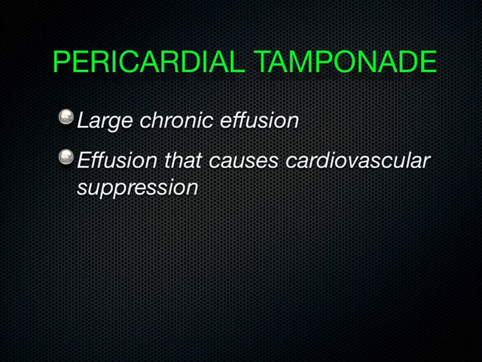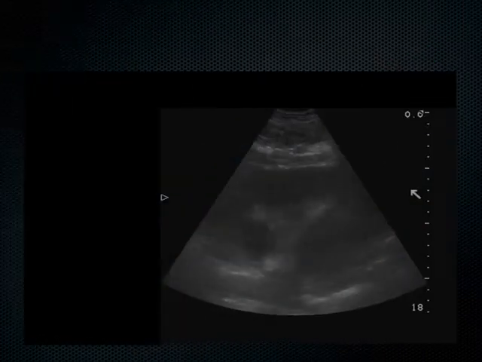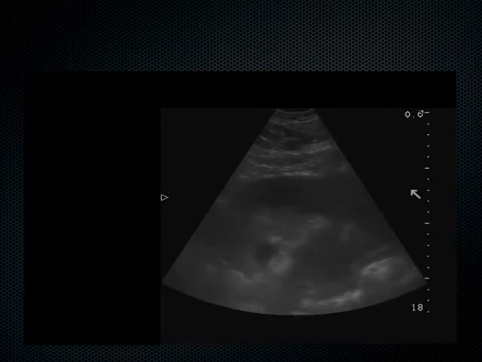So with tamponade, you can have a large chronic effusion. Again, you're looking for RV collapse. There's something called Beck's triad. Anybody remember what Beck's triad is? Hypotension, muffled heart tones, and JVD, which is present less than 1/3 of the time in full-blown tamponade. And so the physical exam findings, again, you got to worry about not being that accurate, and you want to look with ultrasound to rule in or rule out a pericardial tamponade.